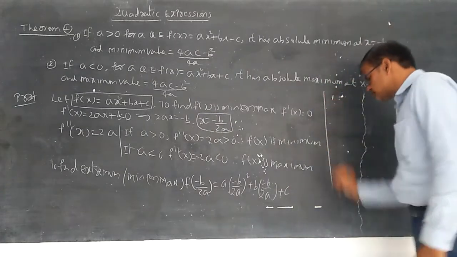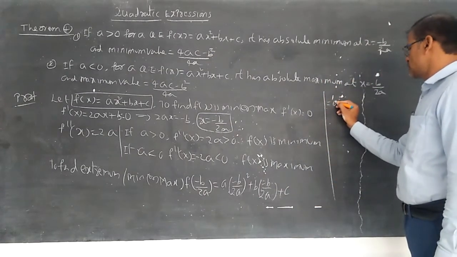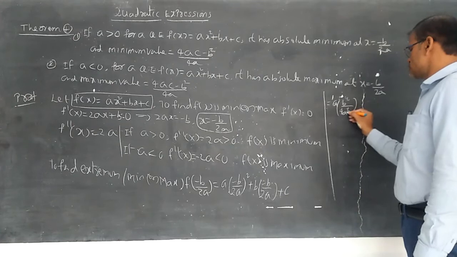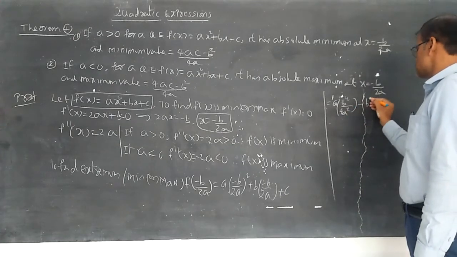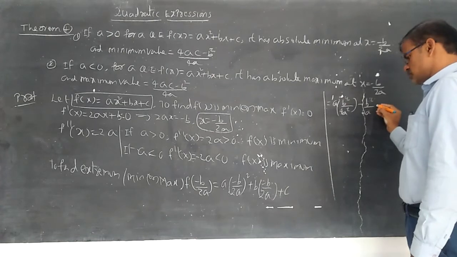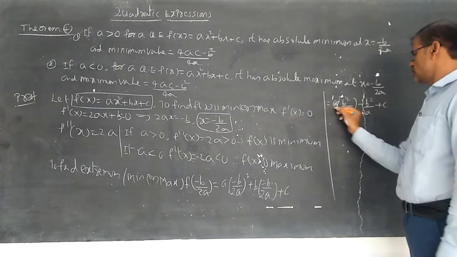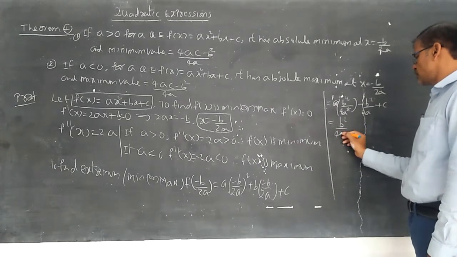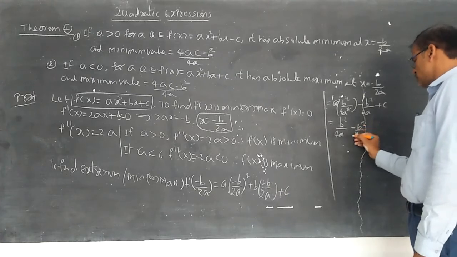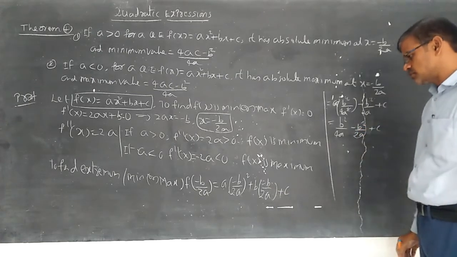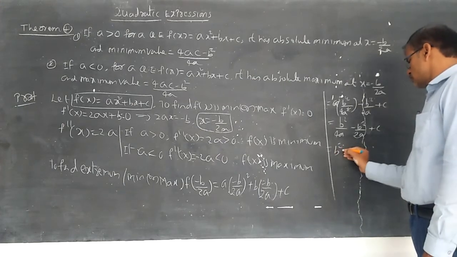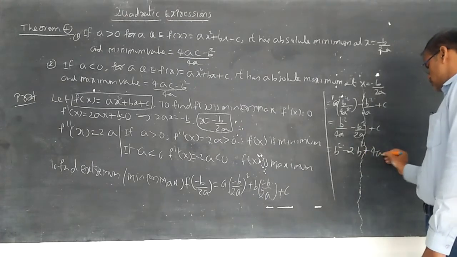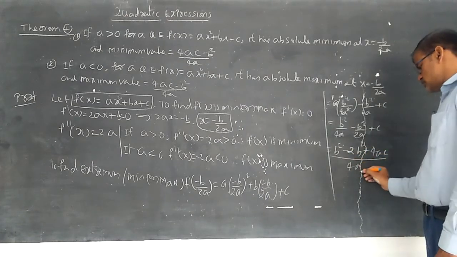That is equal to a into b square by 4a square minus b square by 2a plus c. A will be getting cancelled. So it is b square by 4a minus b square by 2a plus c. Take an LCM, you can get b square minus 2b square plus 4ac, whole by 4a is the LCM.